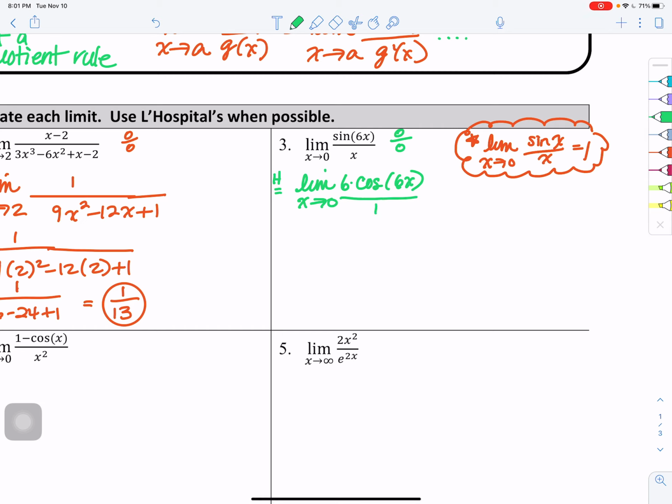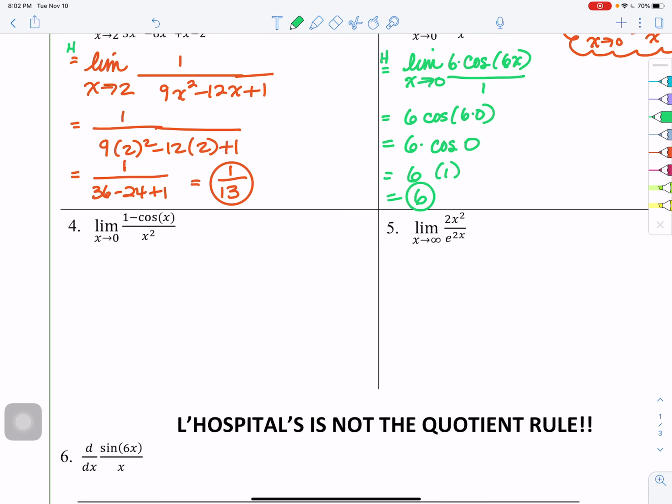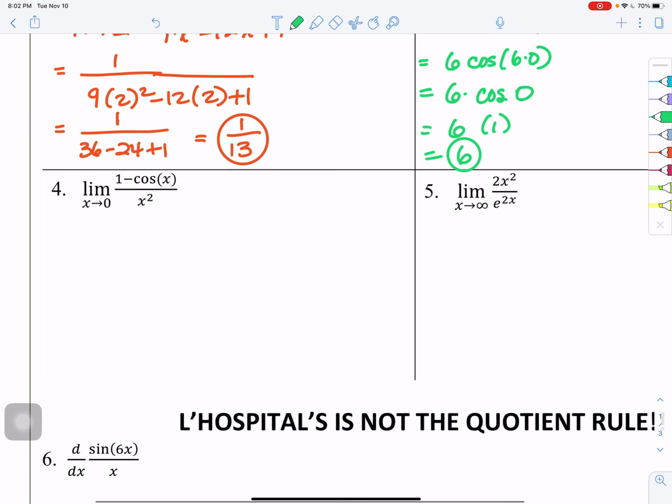So we know now we're finding this limit. It's 6 times the cosine of 6 times 0. So it's 6 times the cosine of 0. Of course, the cosine of 0 is 1. 6 times 1, and it is 6. Okay? I think that's a little bit better than memorizing a special limit.